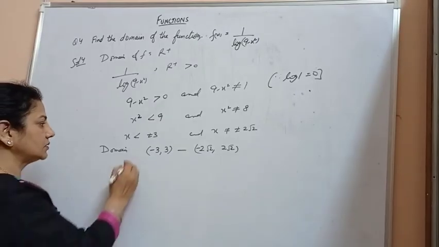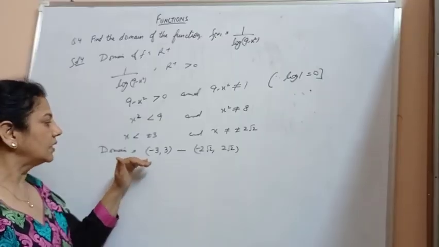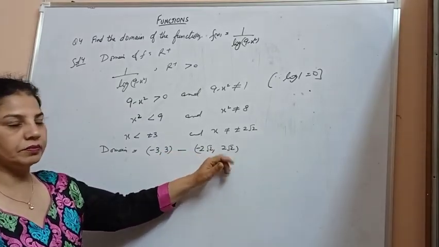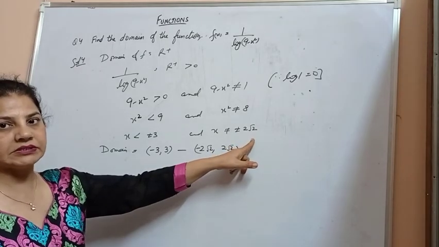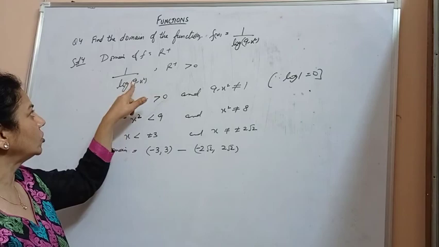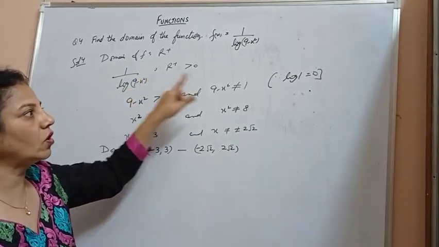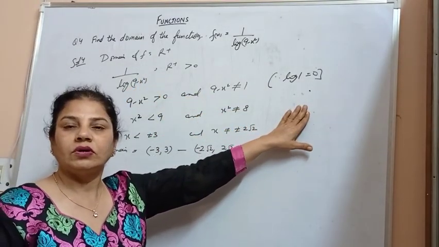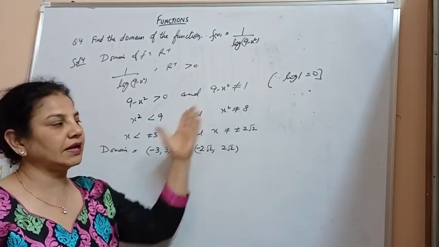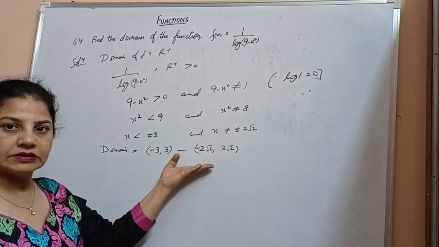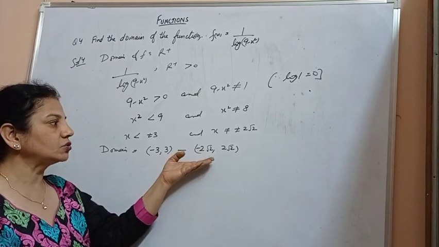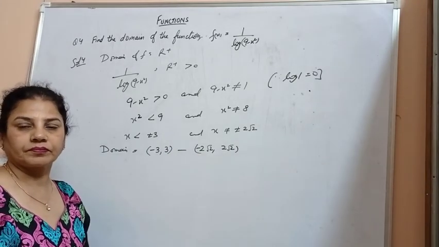The domain of the function is minus 3 to 3 except minus 2 root 2 and 2 root 2, because x cannot take the value plus minus 2 root 2. If we take that value, then the denominator becomes log 1 and the value of log 1 is 0. So 1 upon 0 is not defined. So the function is not defined, we cannot get any domain. Therefore we have to be strict with this, that the domain is minus 3 to 3 except minus 2 root 2 and 2 root 2.